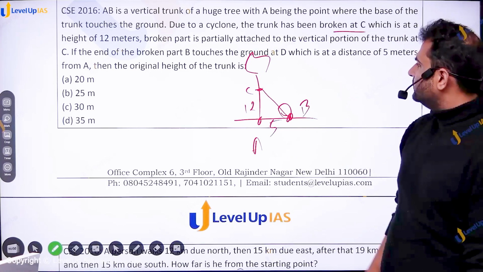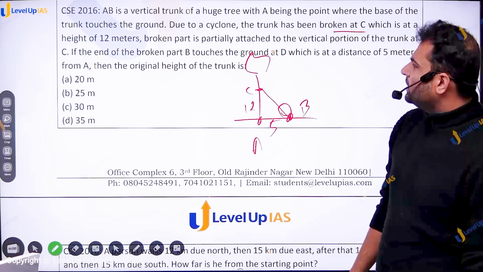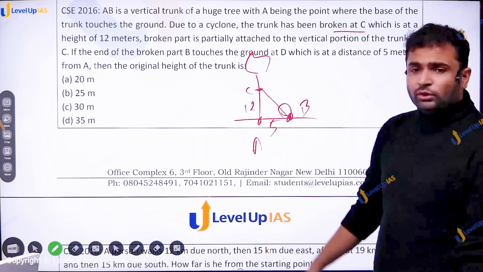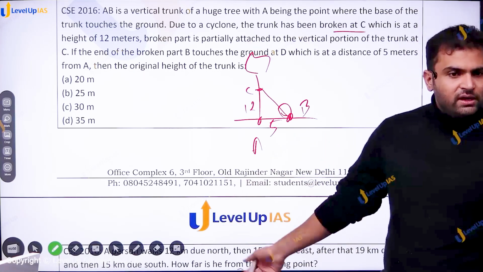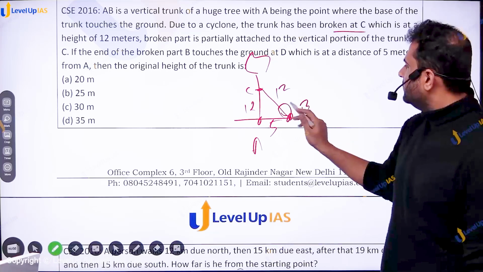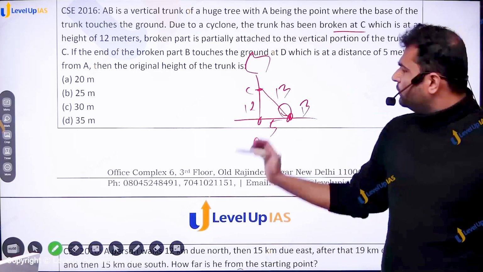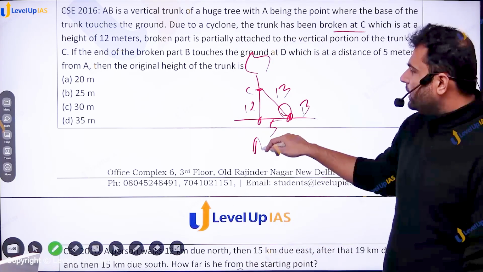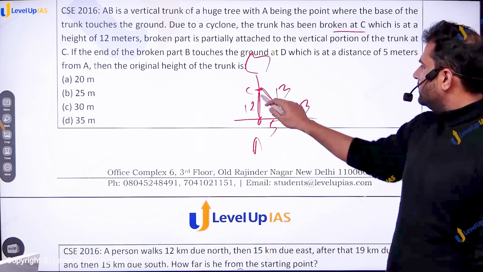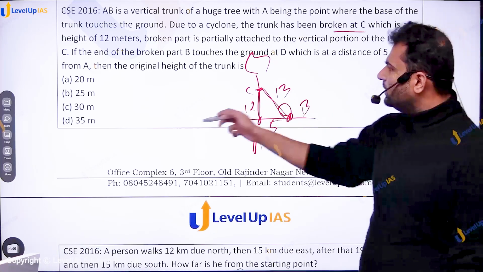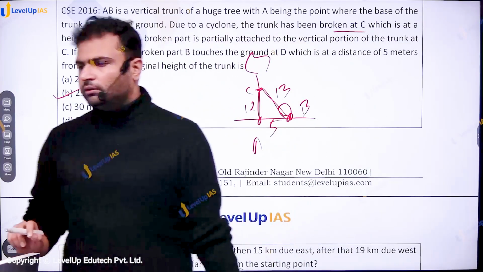This is 5. Then the original height of the tree is what? So you know the triplet 5, 12, 13. So this is 13. तो इसको फिर से खड़ा कर दोगे. If you make it erect again, height of the tree is AC plus CB. So 13 plus 12, 25.